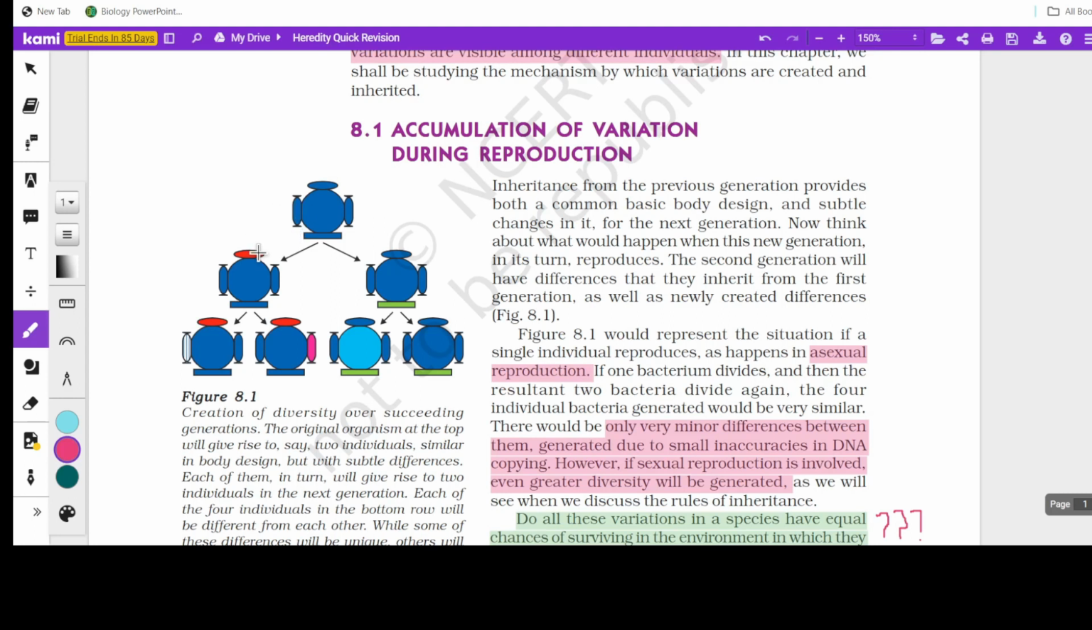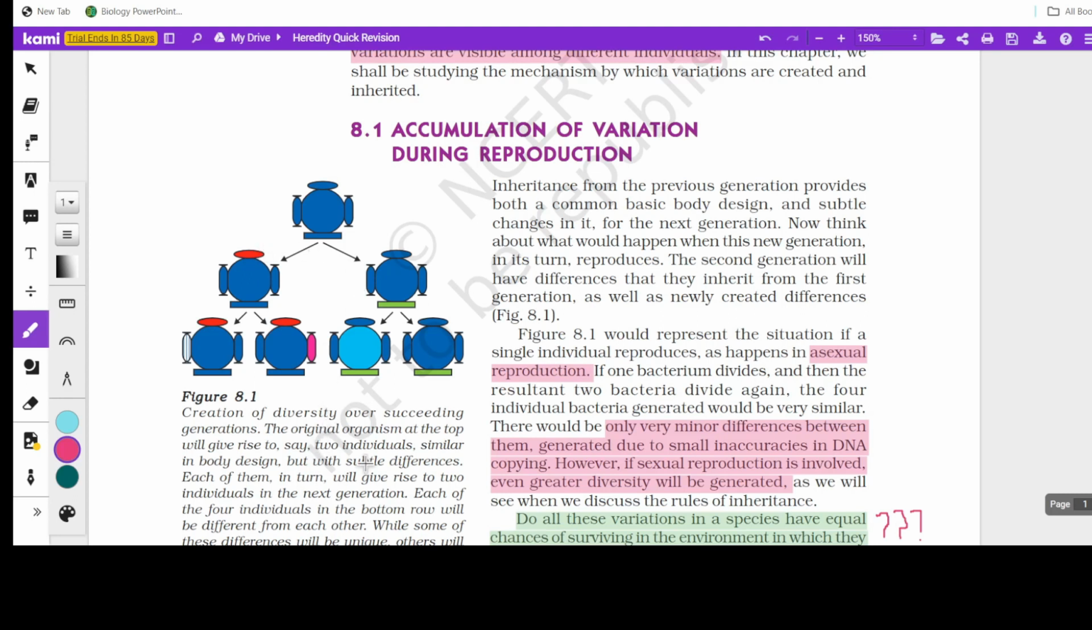In one of the question papers, I saw a question where they have given this representation and asked you to identify if it is a sexual or asexual reproduction. So how will you find it? It is obvious that one parent is splitting into two. So one parent involved in reproduction, that is asexual reproduction. So this is asexual reproduction, okay?